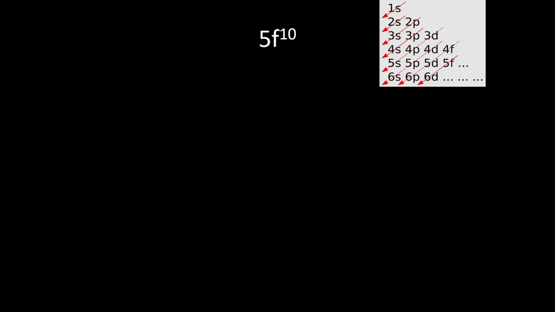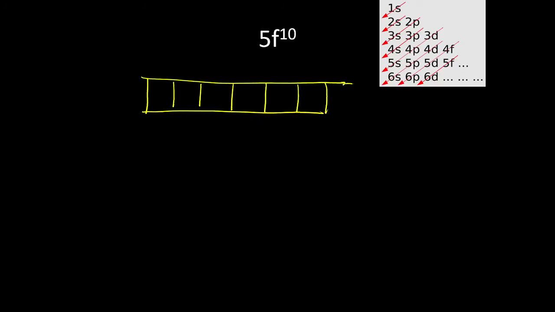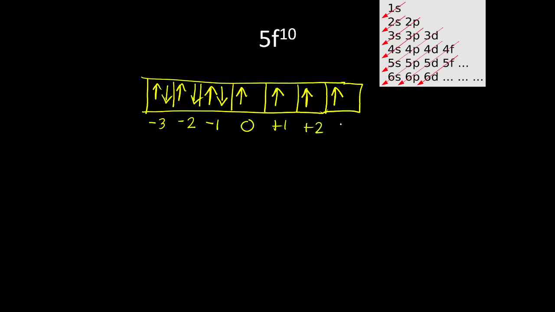Next, what if I'm gonna give you this? 5F10. So, F gihapon na siya. Therefore, I will have 7 nga boxes. 1, 2, 3, 4, 5, 6, 7. So let's fill this up. 1, 2, 3, 4, 5, 6, 7, 8, 9, and 10. So this is negative 3, negative 2, negative 1, 0, positive 1, positive 2, and positive 3.